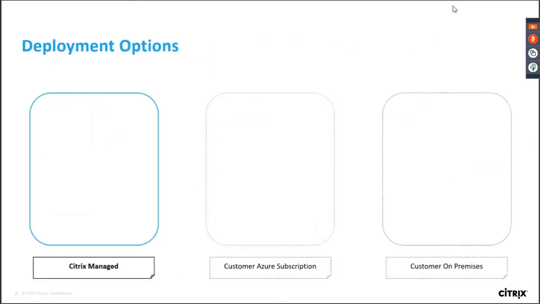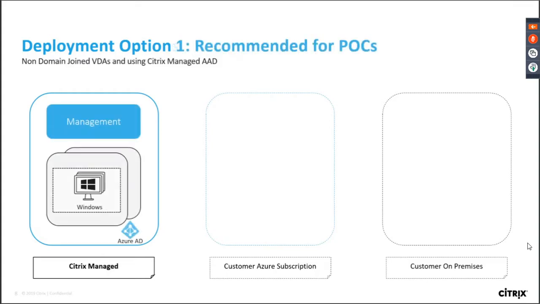Let's take it step by step. The Citrix Managed, the customer agent subscription, and the customer on-premises. Deployment option one, which is recommended and usually also for the POCs, is the non-domain joined VDAs. We need to do a POC testing this feature, but we don't need to join these VDAs or the workloads to any Active Directory.